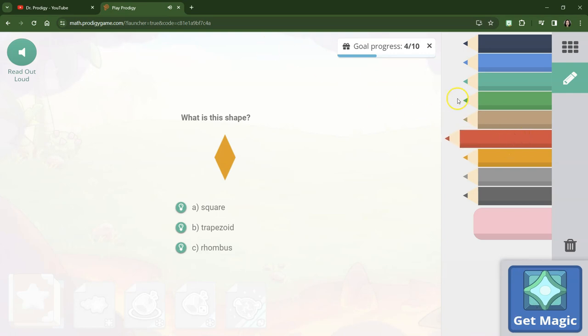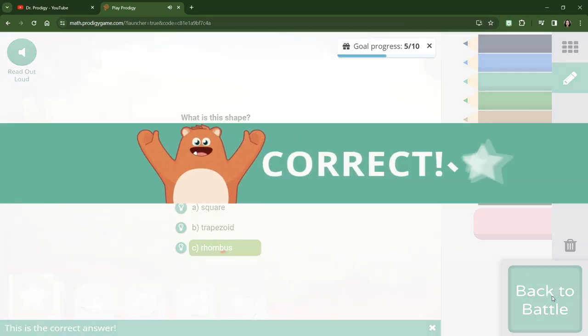All right, what is this shape? Well, we have four sides that are the same. So that makes it a rhombus. A square also has four sides that are the same, but squares have 90 degree or right angles. So that rhombus doesn't. So it's a rhombus and not a square.